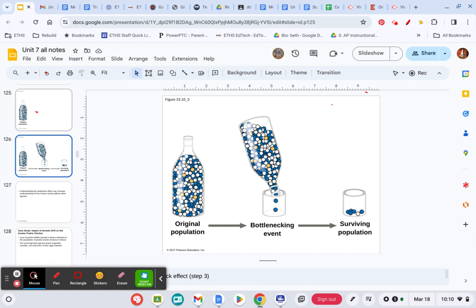And big deal, it's flower color. But it could be resistance to a particular disease. Randomly, the ones who had that resistance are eliminated from the population. And that could be devastating because now when something comes along that could infect it, they're gone. They can't help the population survive.